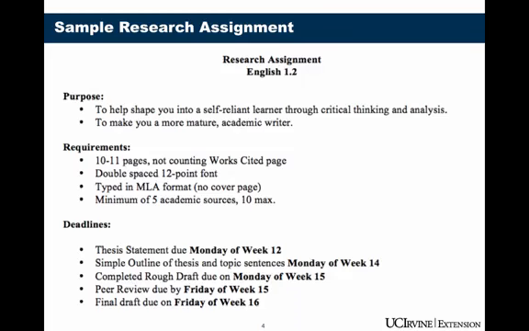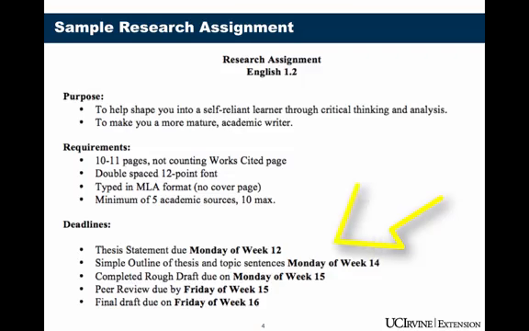That means composition. A lot of times a teacher will give a purpose. They will always give the requirements for the assignment and possibly the deadlines or due dates. You can see that these students will be required to write 10 to 11 pages. And they're using MLA format, so it'll be double-spaced and 12-point font. And they're being required to use a minimum of 5 academic sources and no more than 10 sources.